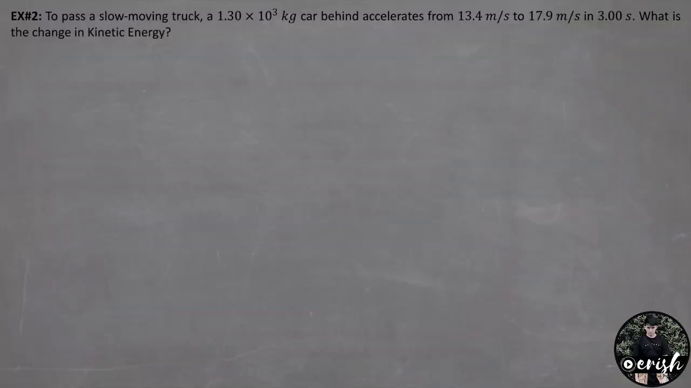Example number 2. To pass a slow-moving truck, a 1.3 times 10 raised to 3 kilogram car behind accelerates from 13.4 meters per second to 17.9 meters per second in 3 seconds. What is the change in kinetic energy? In this problem, we assume that the road is level.